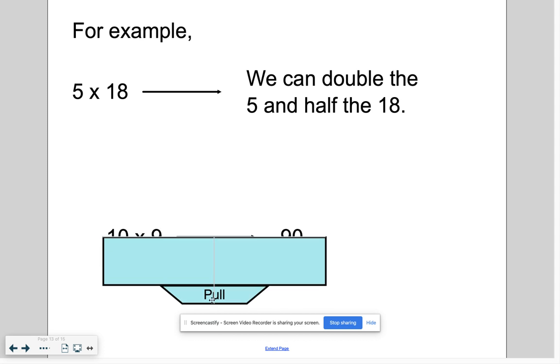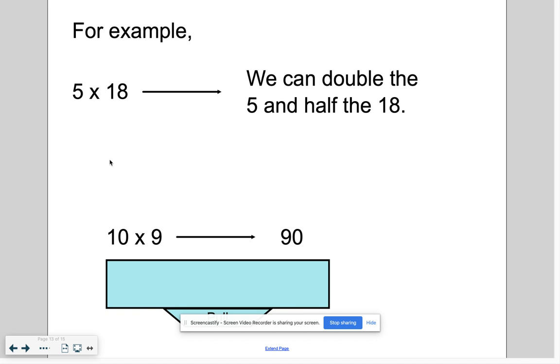So this then becomes a question like this. 10, my 5 is doubled to 10. My 18 is cut in half to 9. And then I know that's 90 because of using the strategy of multiplying by 10. I just stick my 0 on the end of the 9. It becomes 90. So that makes it really easy to do in my head. Otherwise, I wouldn't know what this was in my head, right? Just by looking at it.